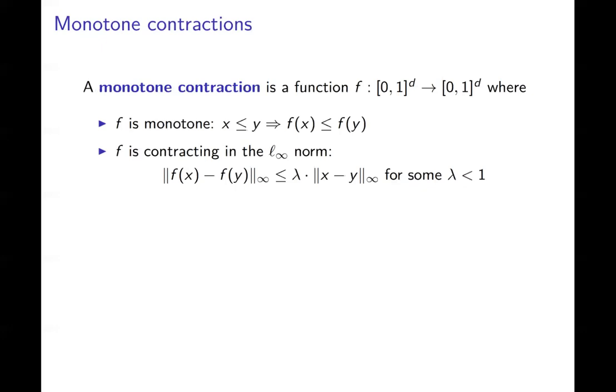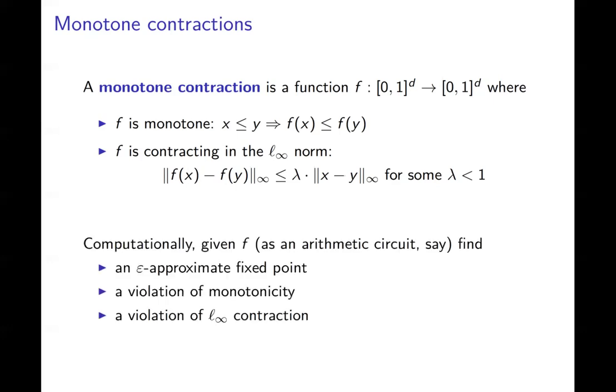A monotone contraction, now combining these two notions that we previously discussed, is a function that maps the unit cube back to itself in d dimensions and is monotone and contracting in the L infinity norm. So it combines these two properties together. And computationally, if this function f is given as an arithmetic circuit, the problem is to either find an epsilon approximate fixed point, or witness a violation of monotonicity or a violation of L infinity contraction.